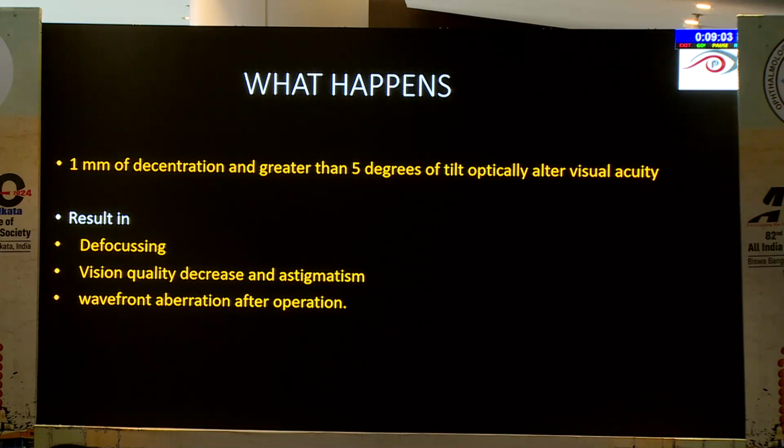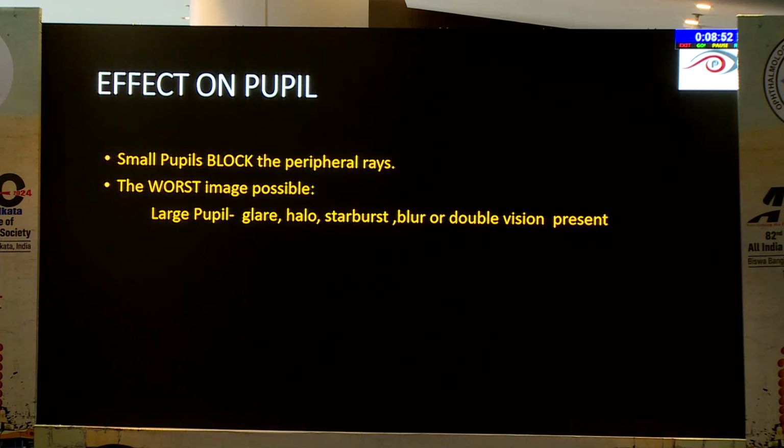So what happens is this 1 millimeter of decentration or 5 degrees of tilt basically results in defocusing, your vision quality decreases, and aberrations are formed. If the patient has a little bit of a large pupil, the effects like glare, starburst and double vision are all present.